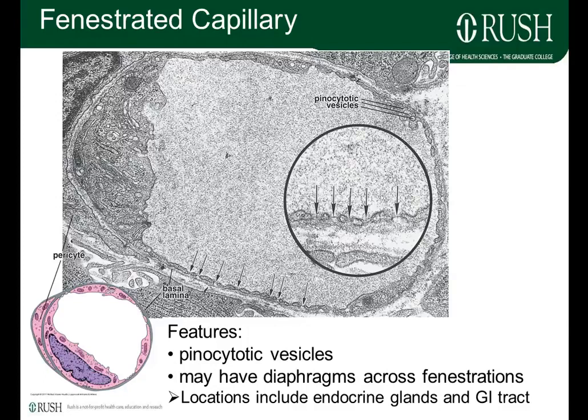Fenestrated capillaries often have these diaphragms covering the fenestrations, as you can see in this example. They also contain a lot of pinocytic vesicles, and you can find them in endocrine glands and GI tracts.